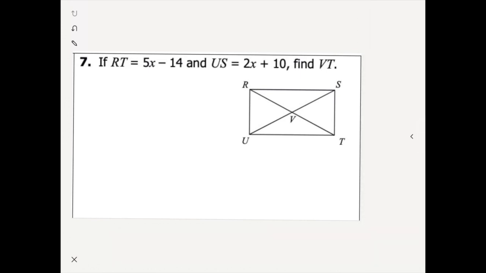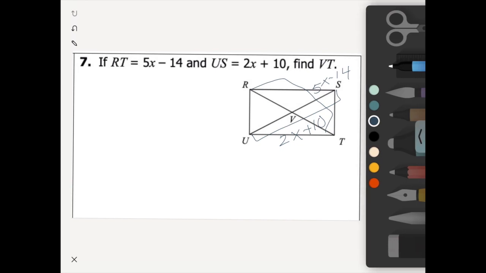So we have RT, this diagonal. RT is 5x minus 14. And we have US, this diagonal, is 2x plus 10. With these problems, you have to try and look at the properties of rectangles, and you have to see which one corresponds so that you can solve the problem. So we know that diagonals are congruent. These both are diagonals. So we can just set those two equal to each other.